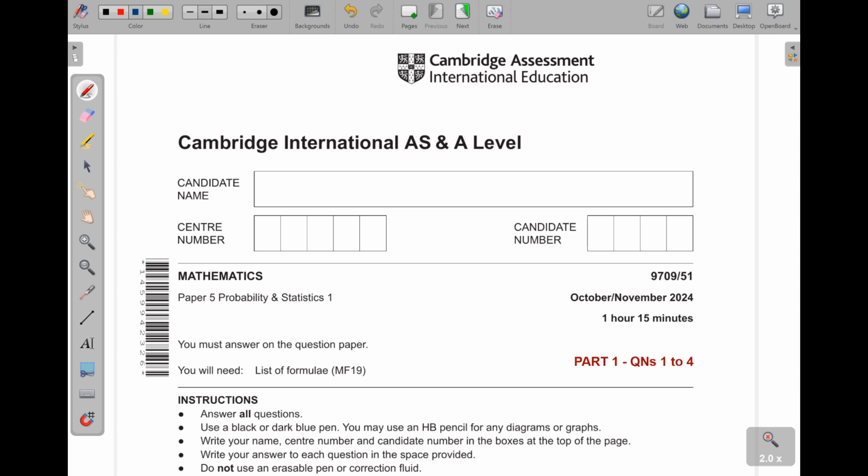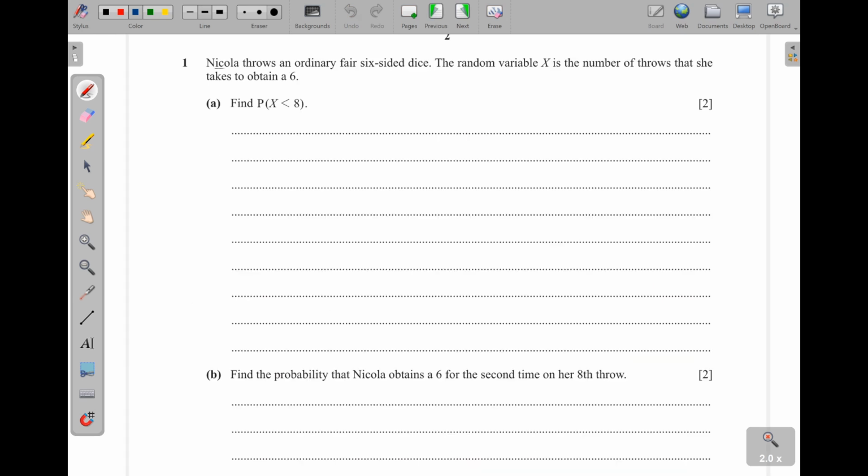Paper 5-1 for October-November 2024, for questions 1 to 4. Question 1: Nicola throws an ordinary fair six-sided dice. The random variable x is the number of throws that she takes to obtain a 6.